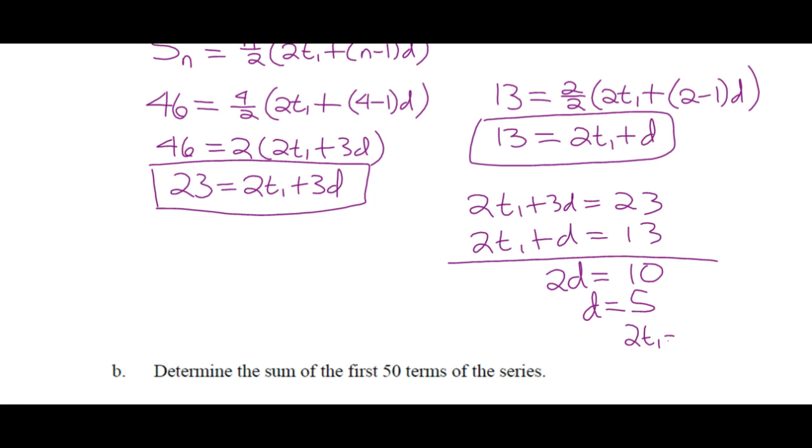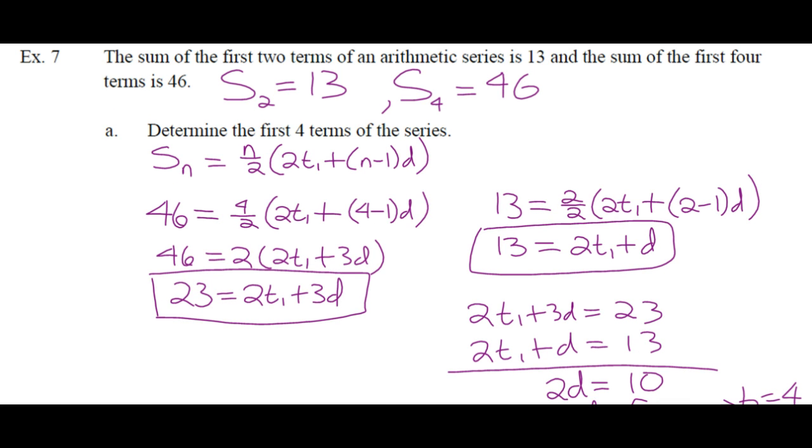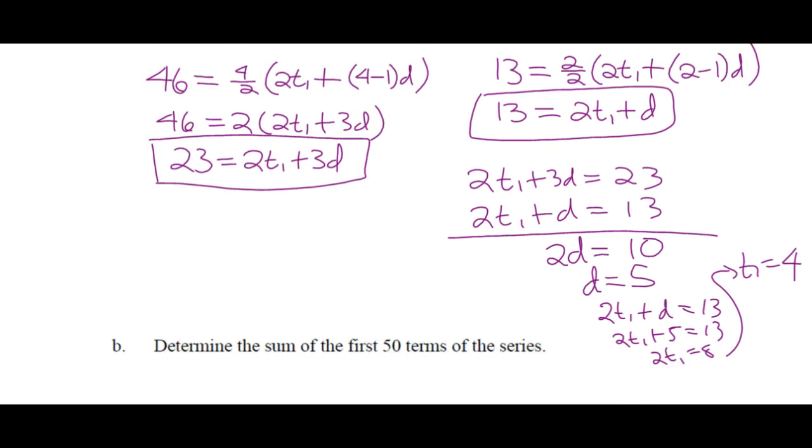So 2T1 plus D is 13, 2T1 plus 5 is 13, 2T1 is 8, T1 is 4. Okay, is that it? We're done. We got T1 and D. Is it? We answered the question? No. What's the question? What's the first 4 terms in the series? Okay, so we know, all right, what's the first term?